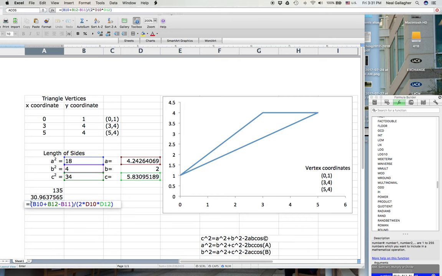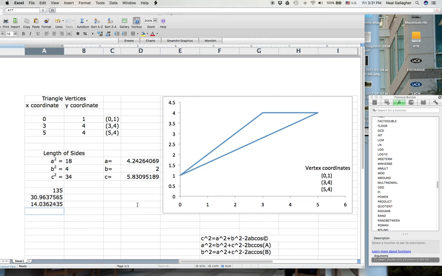Then I want to do arc cosine. A cos, C-O-S, like that. There's the arc cosine. And now I want to take that, multiply by 180, times 180 divided by 3.1415926554. There we go. Hit return. There, 14 degrees.